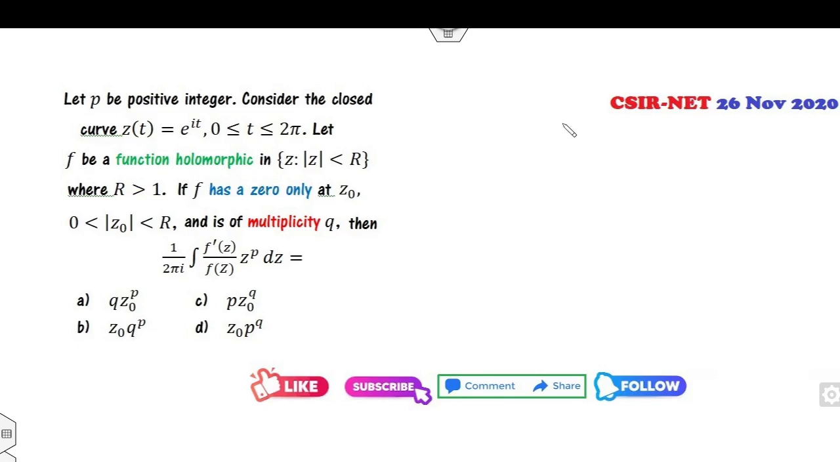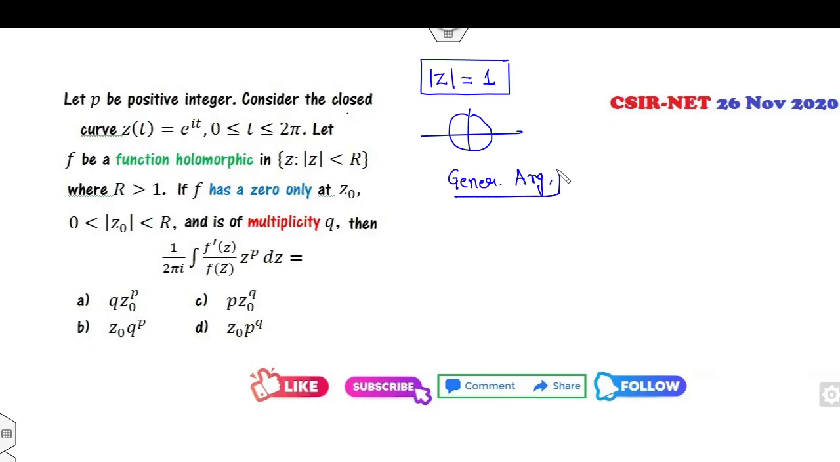Okay, look at this one. This is a CSIR NET examination question. p is any positive integer. Consider the closed curve. Clearly, mod of z is 1, which is a circle. Then again your target, now you can see it's multiplied by this. I can apply the generalized argument principle. So what is the generalized argument principle?